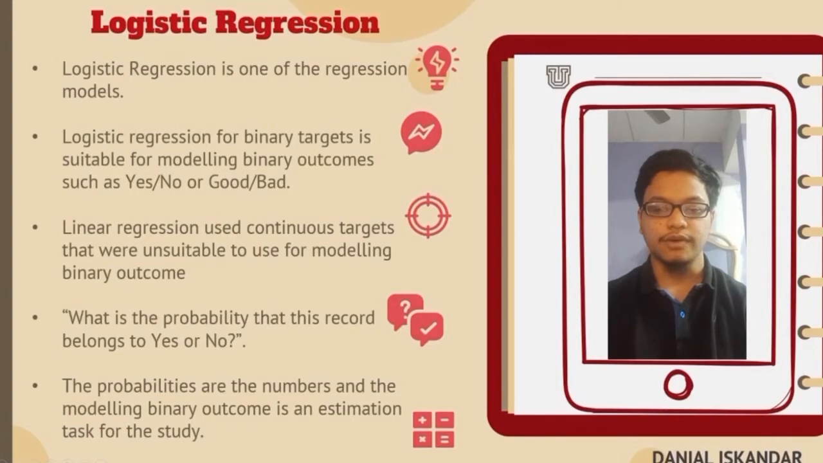Logistic regression is one of the regression models. Logistic regression for binary targets is suitable for modeling a binary outcome such as yes or no, and good or bad. Linear regression uses a continuous target, so it is unsuitable for modeling a binary target. What we are searching for is the probability that this record belongs to yes or no. So the probabilities are numbers, and modeling a binary outcome is an estimation task for the study.